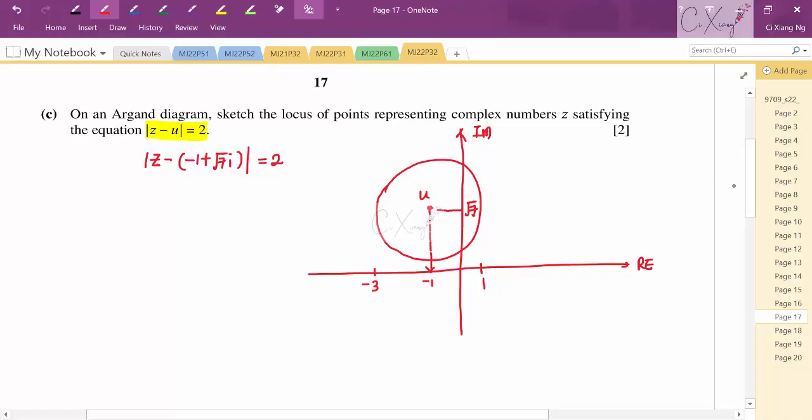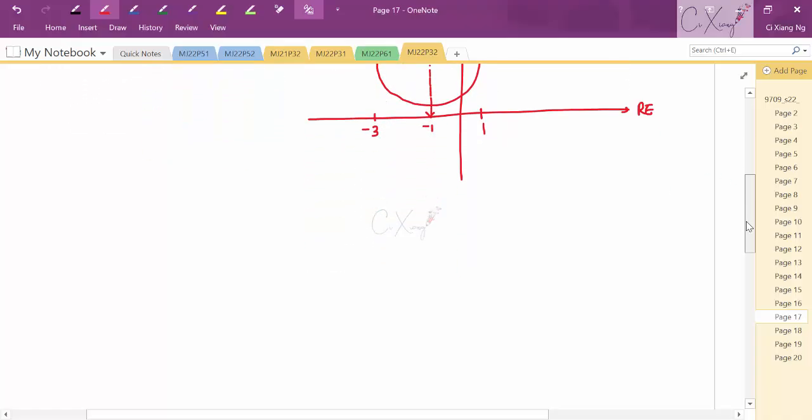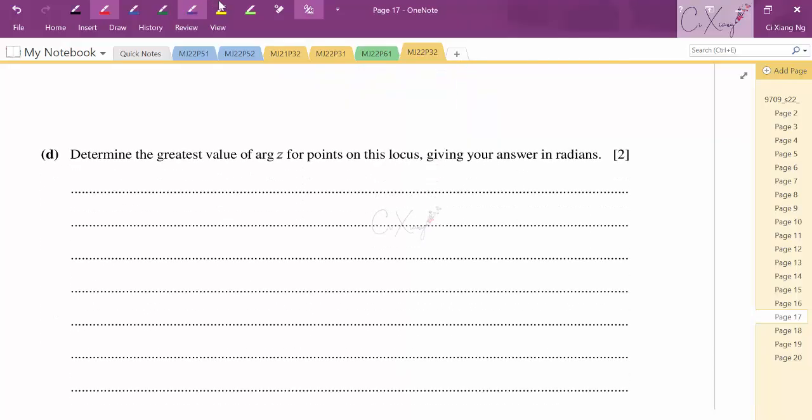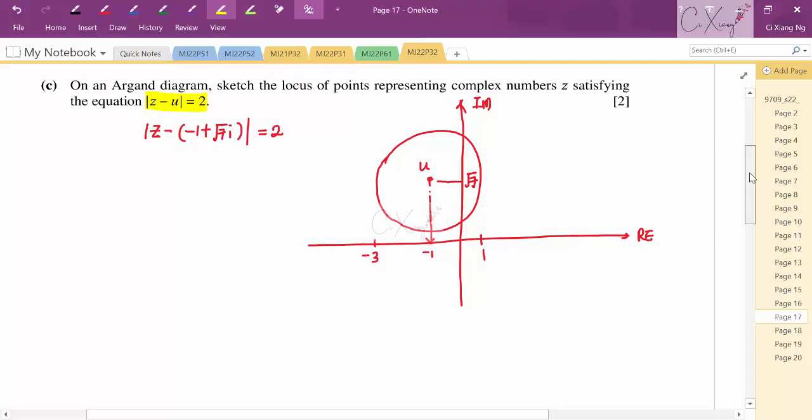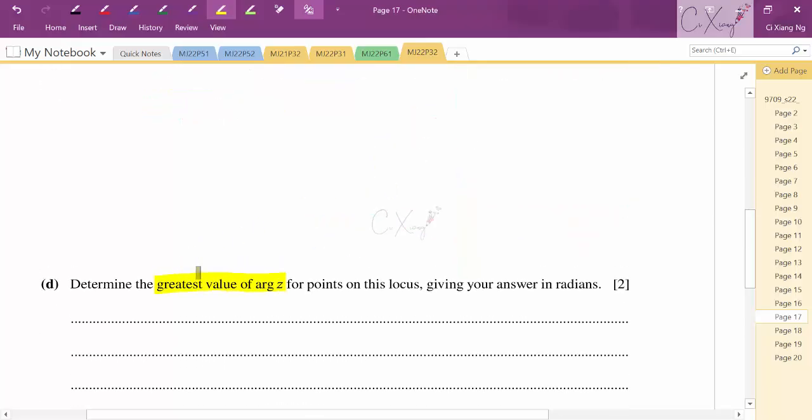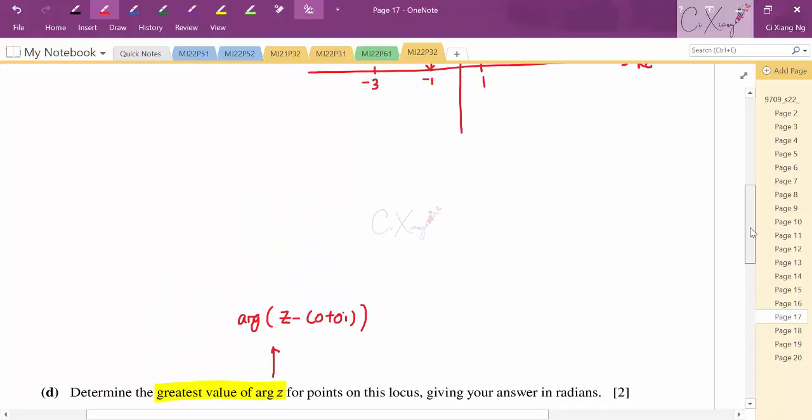Now for the fourth part, part D. They want us to determine the greatest value of argument z for points on this locus, giving your answer in radians. Generally, you have to look at the diagram that we drew. The greatest value of argument z is argument of z minus 0 plus 0i, where our reference point to measure the argument is actually 0, 0.